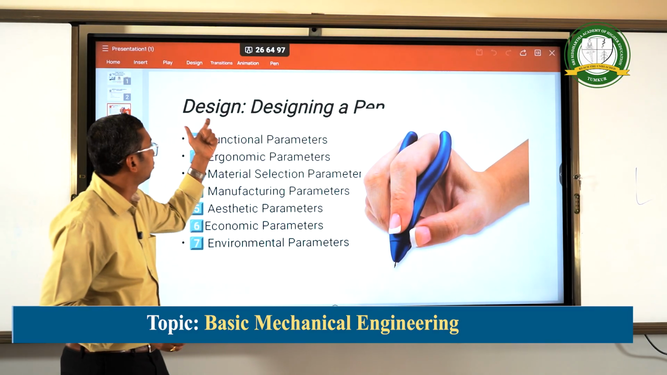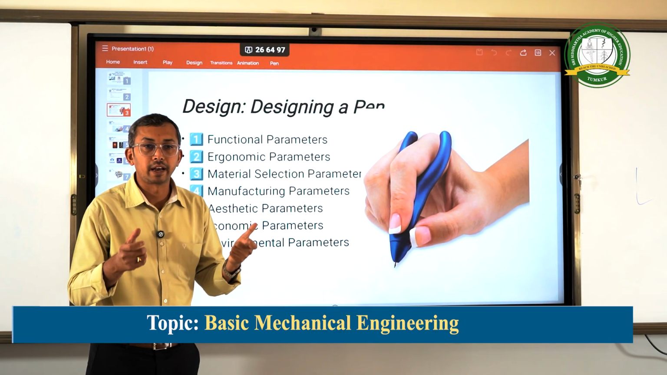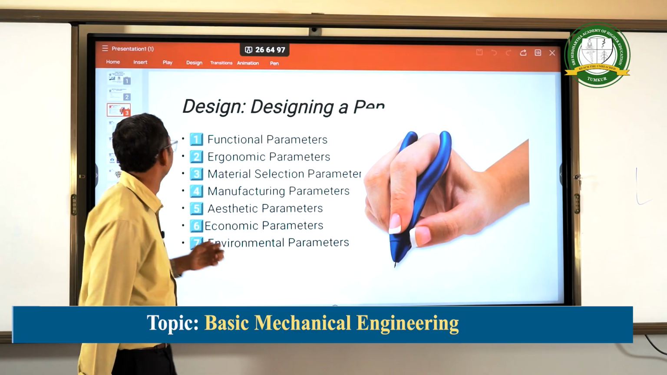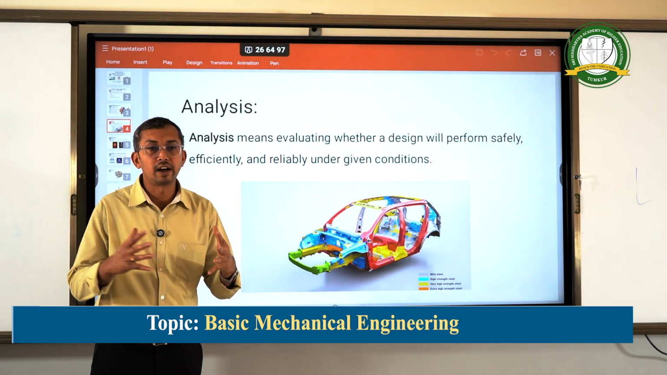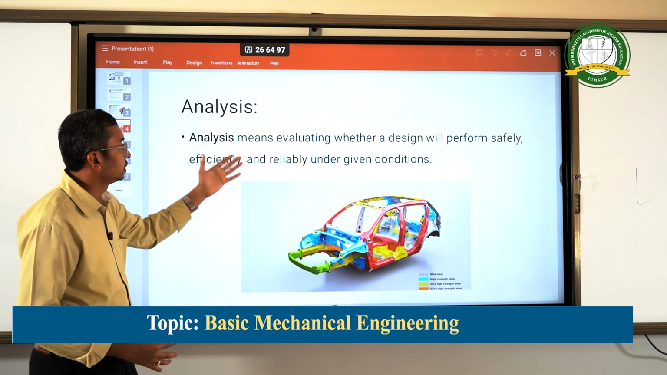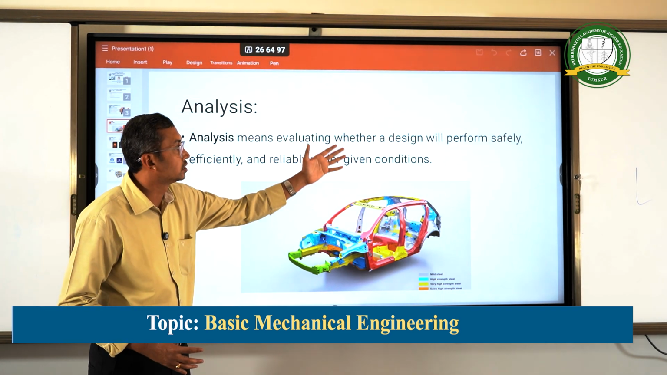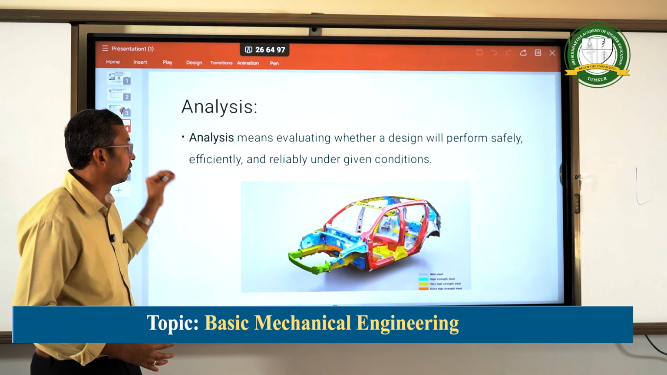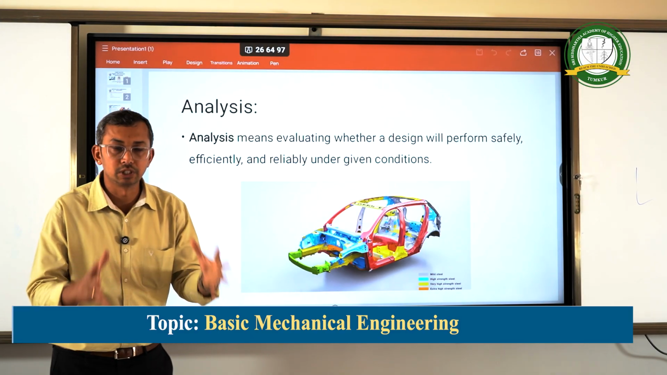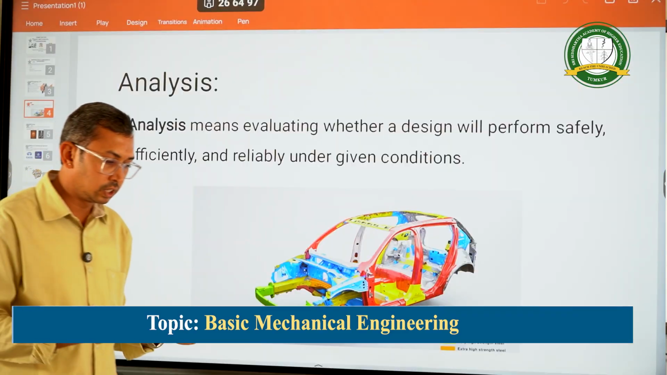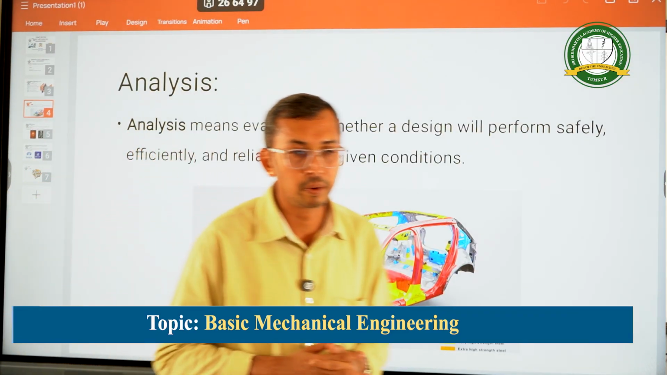So this is one of the first parameters of a mechanical engineer or a designer. So next one, analysis. What is the meaning of analysis? Analysis means evaluating whether a design will perform safely, efficiently, and reliably under given conditions. See, nowadays analysis is also a second very important parameter.